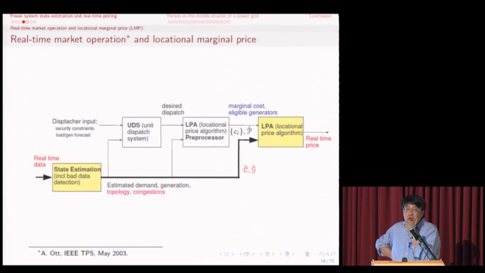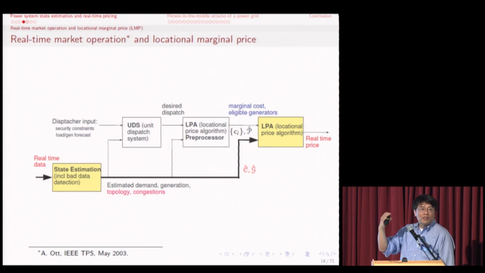Okay, so what do you do with the state estimates? Now, this is what's being implemented at the moment roughly by PJM. It's an independent system operator. So once you have the real-time data, you estimate the topology, and from the topology, you are able to see which line of the power network is congested.